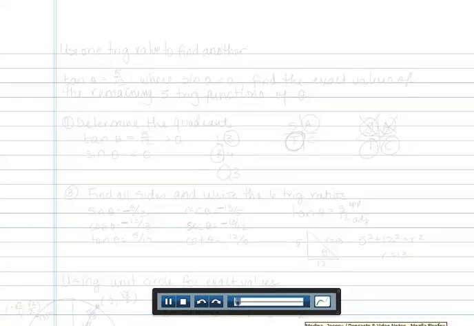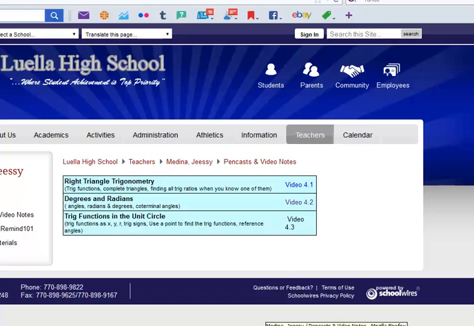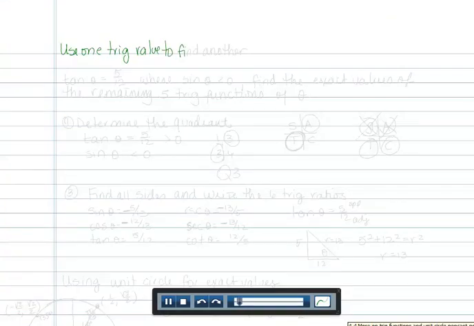We're going to use one trig value to find another. So for example, if you know the tangent of theta is 5 over 12, and you also know that the sine of theta is going to be less than 0, can you find the exact values of the remaining 5?